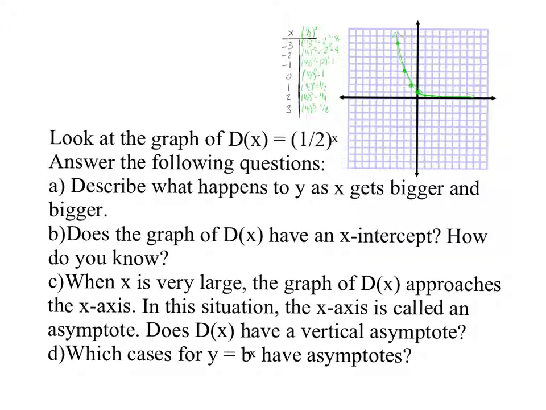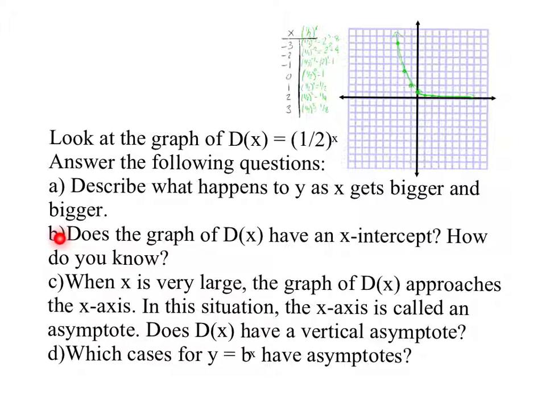If I want to describe what's happening, I'm thinking it's getting smaller, right? It's going down really fast, and then all of a sudden it slows down, and it's still getting smaller and smaller, but it's not going below the line. It looks like it's just hugging it. So describe what happens. Okay, we did that.